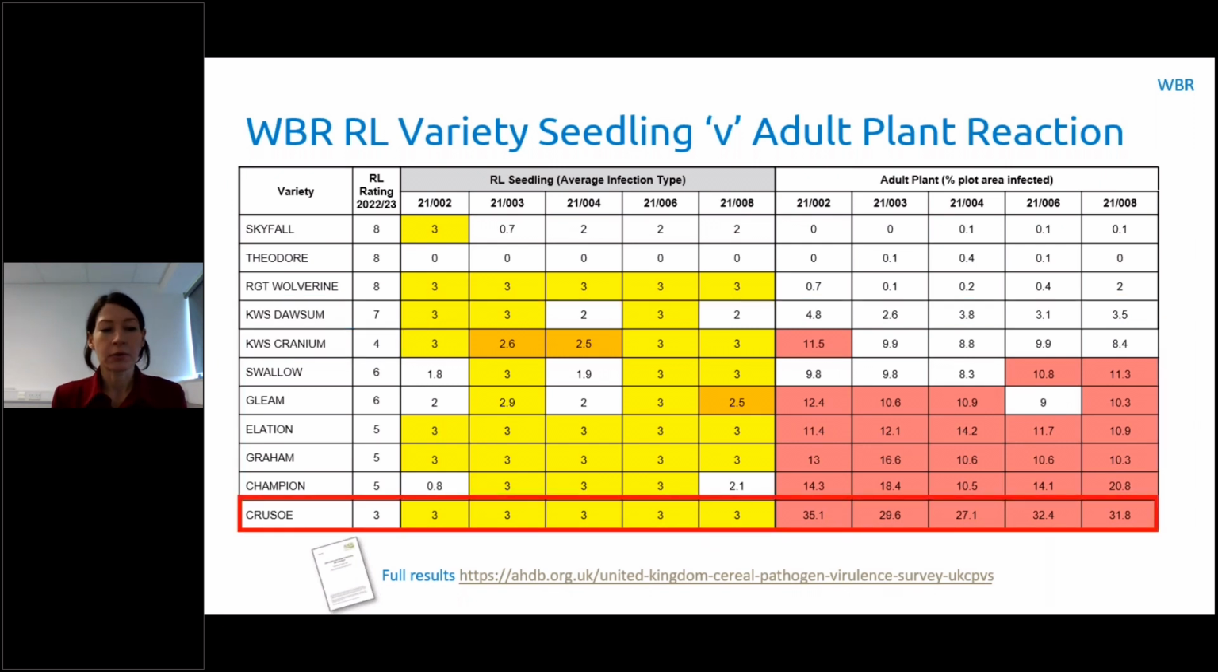And finally, we have Crusoe at the bottom there, our most susceptible variety in trials, susceptible to all 5 isolates at seedling stage and susceptible as an adult plant. And again, if you're interested in those full results, they can be found on the AHDB website on the UKCPVS page.